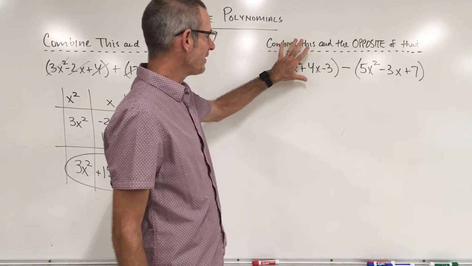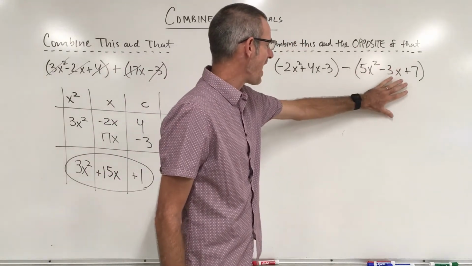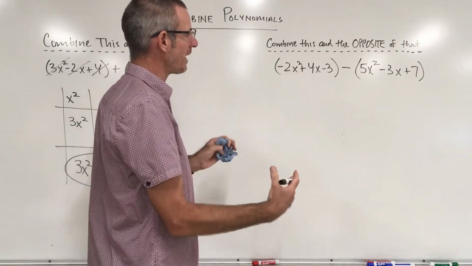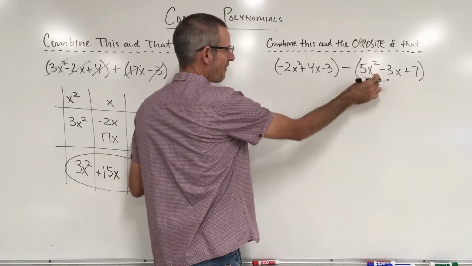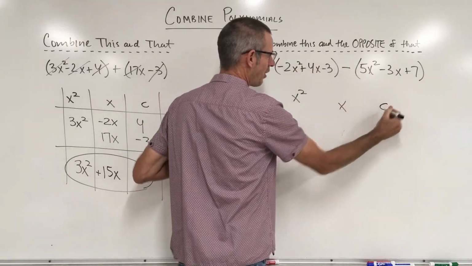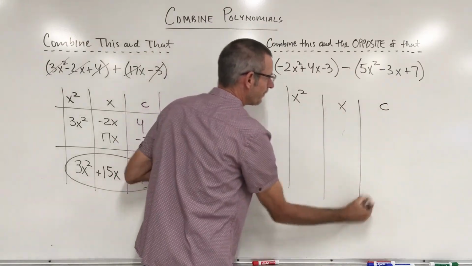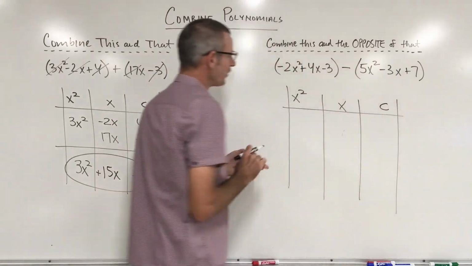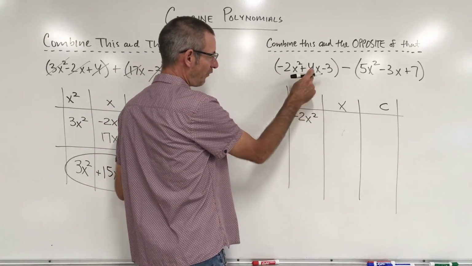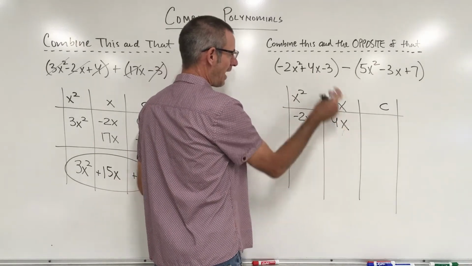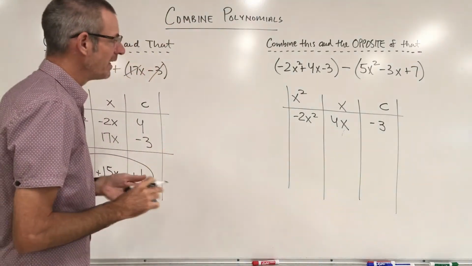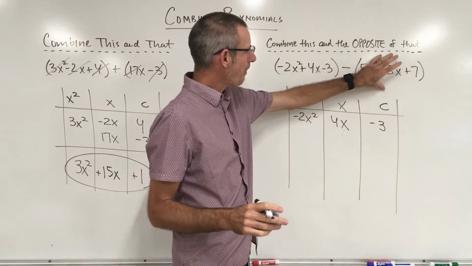Now I'm going to combine this and the opposite of that. The first thing I'm going to do though is see which columns do I need so that I can group my like terms together. So I see that I have x squared terms, I see that I have x terms, and I see that I have constant terms. So I have a negative 2x squared here. I have a 4x here. I have a negative 3 here. And this is where you can't make a mistake. We're combining this and the opposite of that.